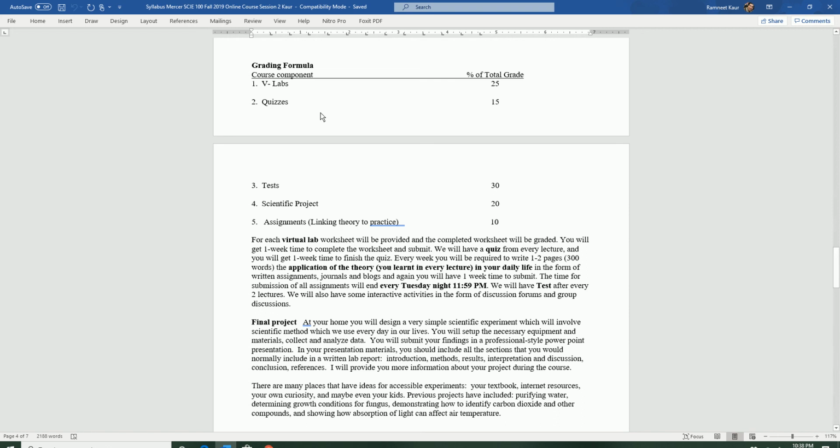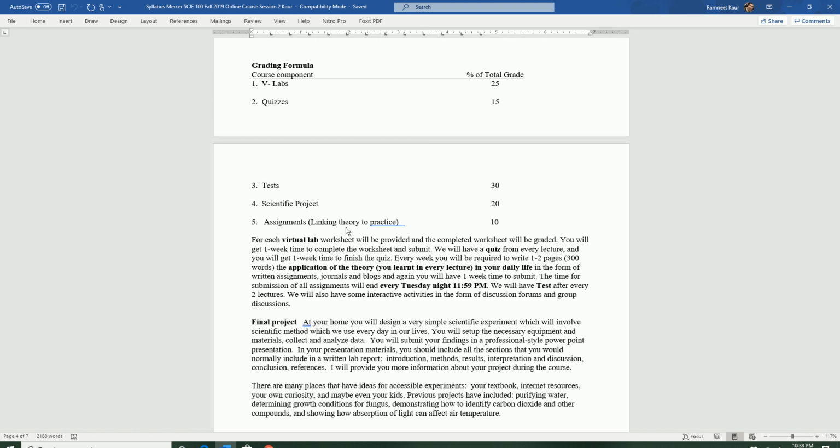Then after every lecture, there will be a quiz, and all the quizzes in total will make 15%. After every 2 weeks, we will have a test, okay, and all the tests are going to make a total of 30%. Then your scientific project, which we'll be doing at the end of the course, will be worth 20%. And then every week there will be an assignment you have to write, okay.